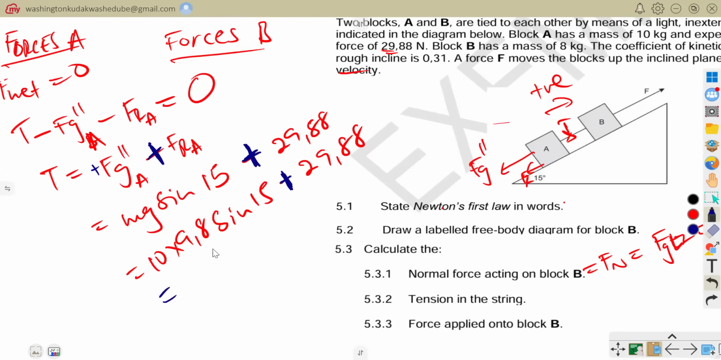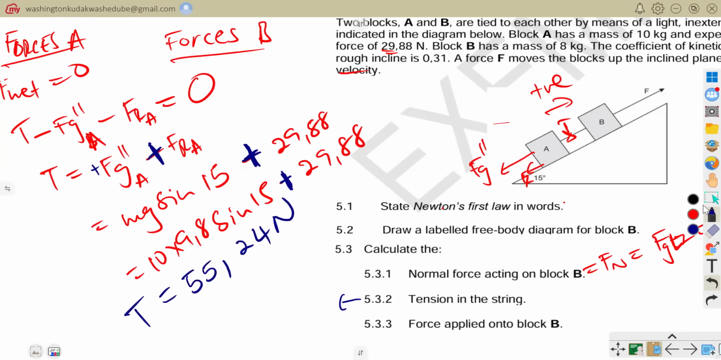So if we add there, if I say 29.88 plus that, my final answer is supposed to be something like 55.24 newtons. That becomes the tension in the string. Now they are saying calculate the force applied on block B.